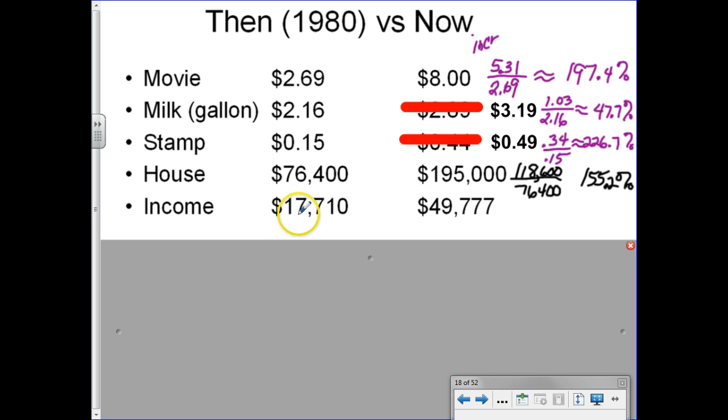Oh, here's a good one. Income. Back in 1980, a starting salary, kind of an average or median, was around $17,710. Today, maybe around $49,777. I was looking up some information, I think from a Department of Labor website. So when you calculate the difference between these two and subtract, the amount that it increased was $32,067. You have to divide that by the original or the starting number, 17,710.